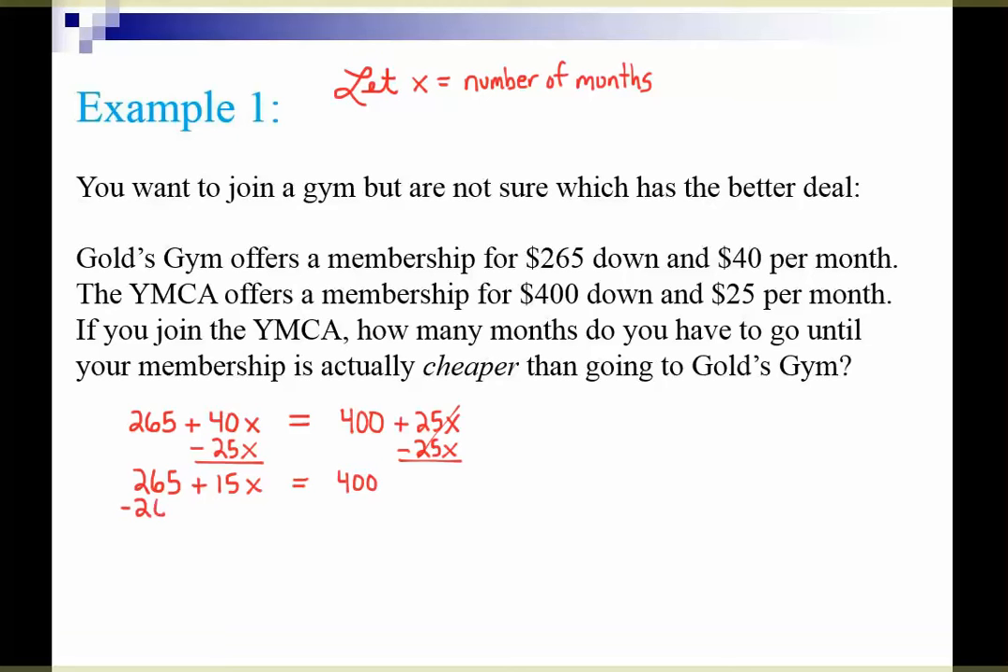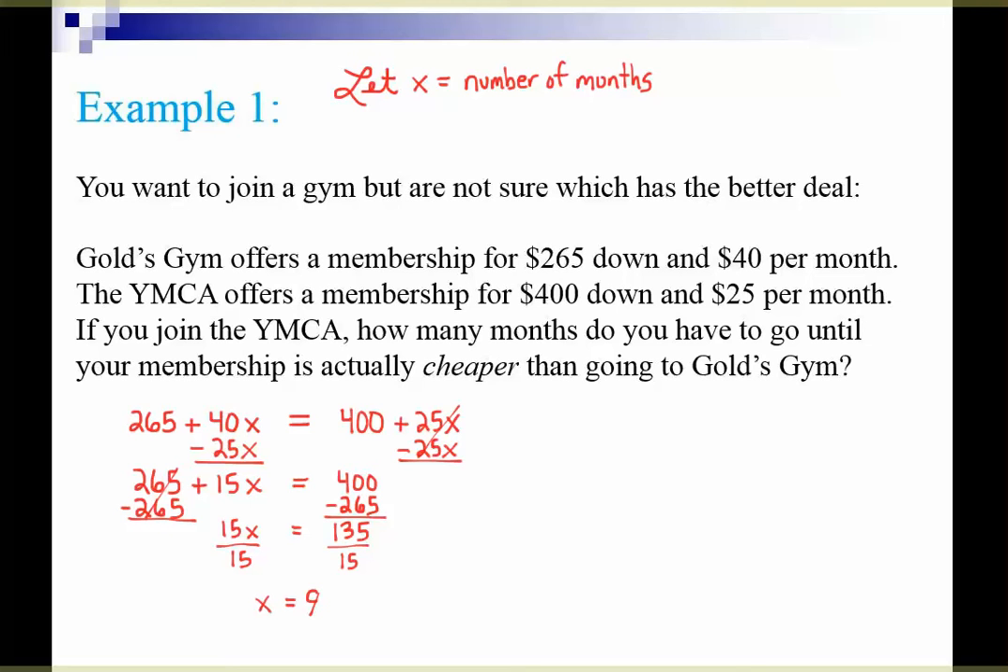And the math part here should be easy. In other words, we've already practiced how to do this. This should be automatic. Got a basic two-step equation. We're taking away the 265. I'm going to do that to both sides, and you end up with 15x equaling 135. Now you've got a basic one-step equation. Divide both sides by 15. And you get x equals 9, I believe.